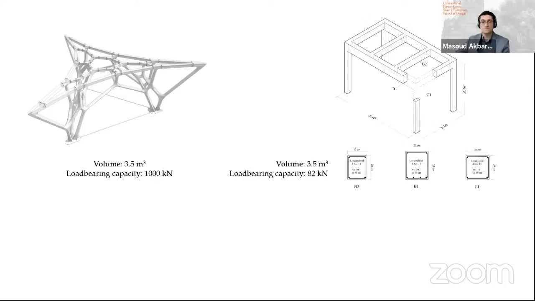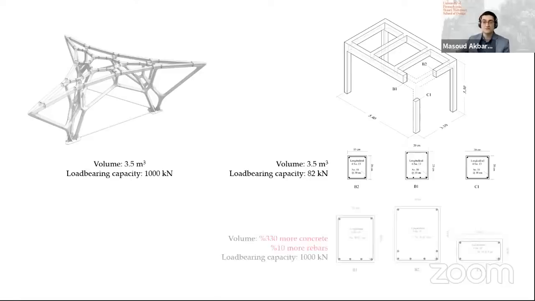We tried to design, not build obviously, but design and analyze a structural system with the same spanning ratio using conventional post-and-beam methods of concrete. The volume of 3.5 cubic meters was used to span the same area, but the total load-bearing capacity was calculated as 82 kilonewtons.